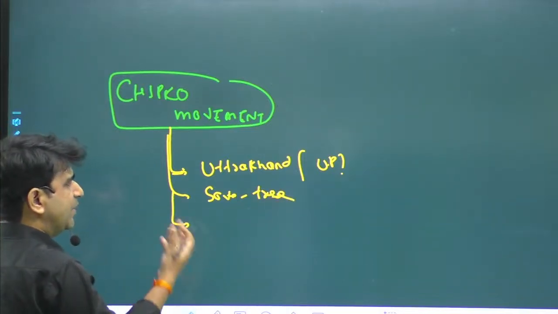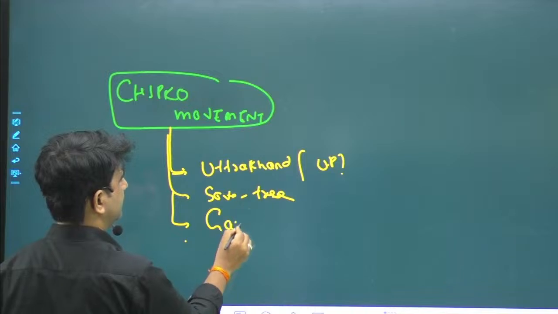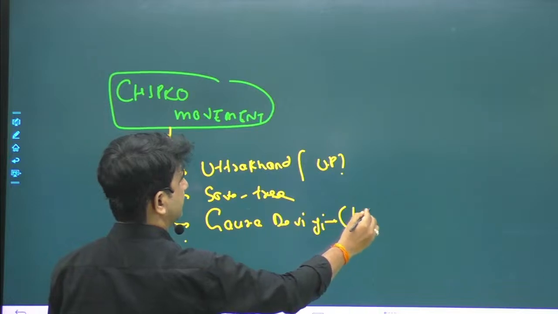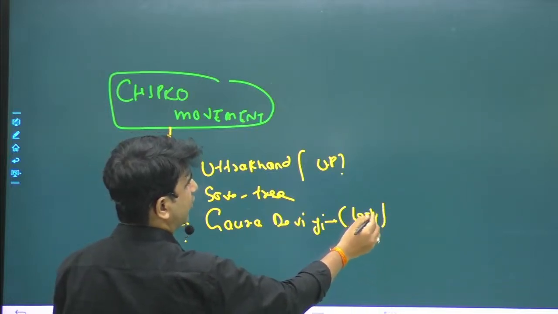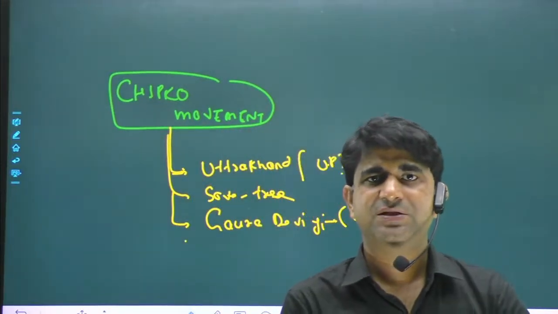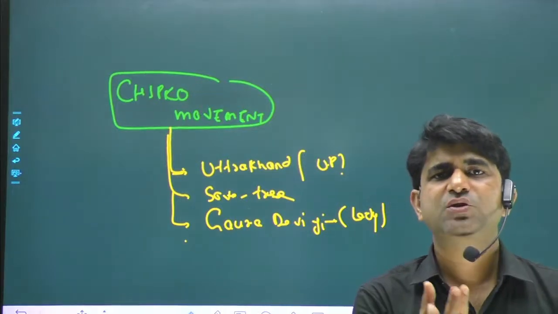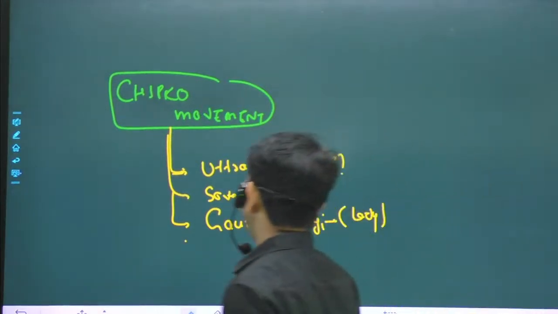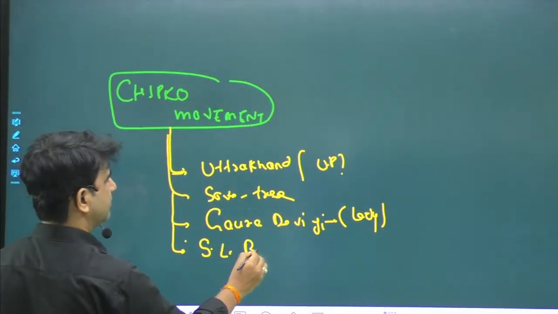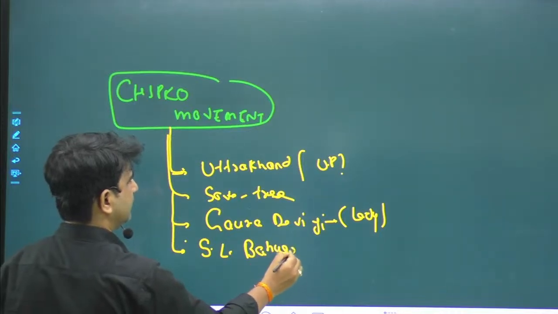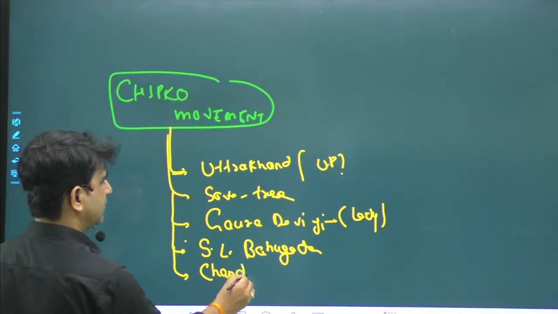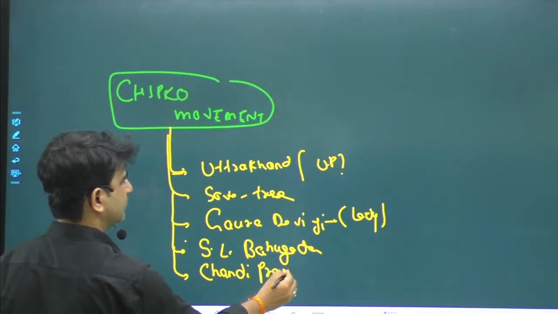Some people, like Gaura Devi ji, a lady, were the face of that movement. She was famous as the only face of that movement. And two other people were Sundarlal Bahuguna and Chandi Prasad Bhatt.